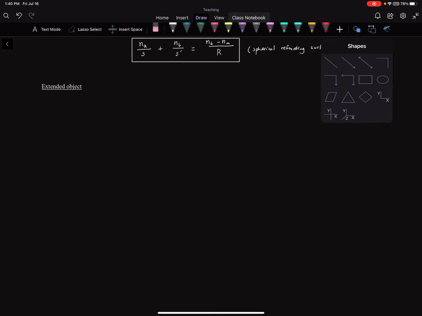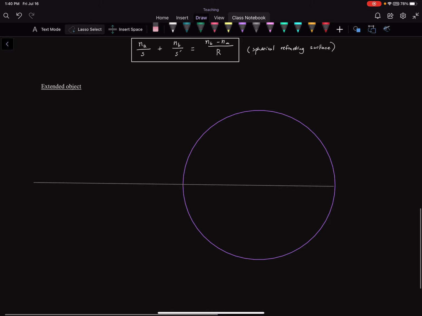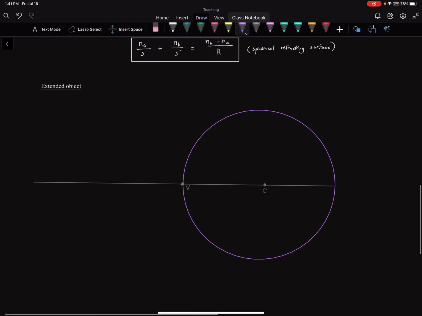So we're going to have a similar circle here, and we have the optical axis, something like that, maybe a little bit lower. And we're going to have this point V, and C being here. And we'll consider the similar case of nB here and nA being less than nB out there.